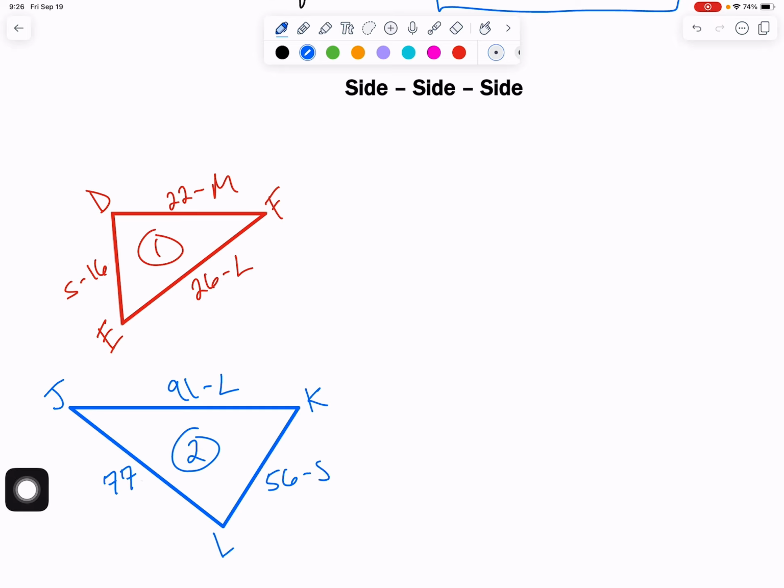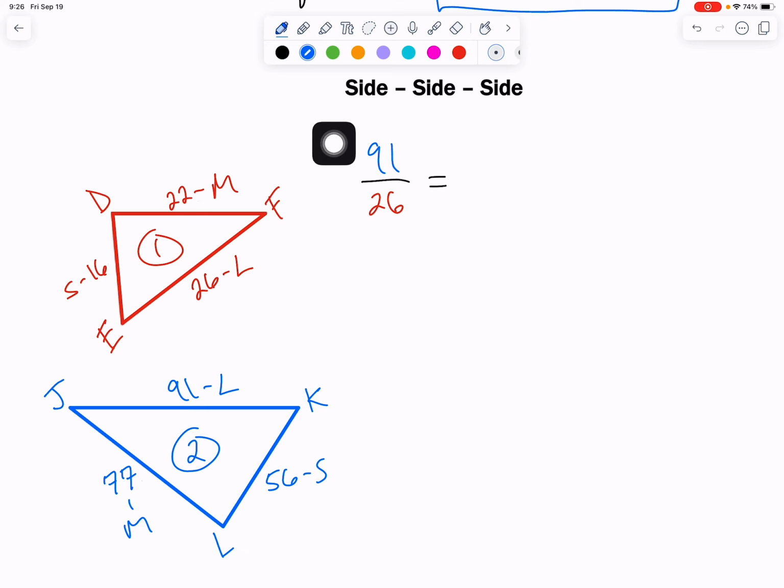Wonderful, it's 56. And what's our 77? I do believe that's our medium. All right. I am going to start with my large side in triangle 2 and write that as 91. And I need to set that over its corresponding side. Well, the large side from the other triangle, which is 26. They correspond together. All right, then we will work our mediums.